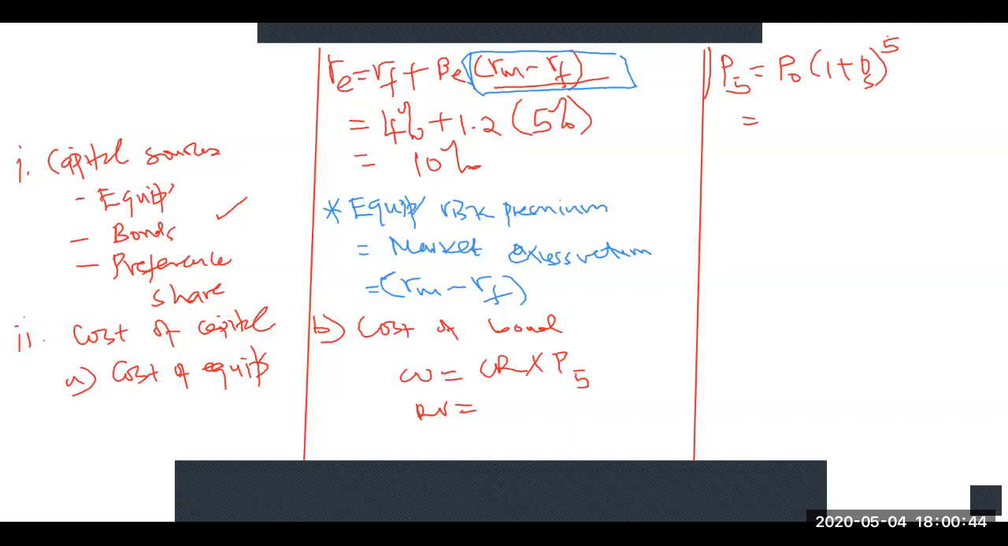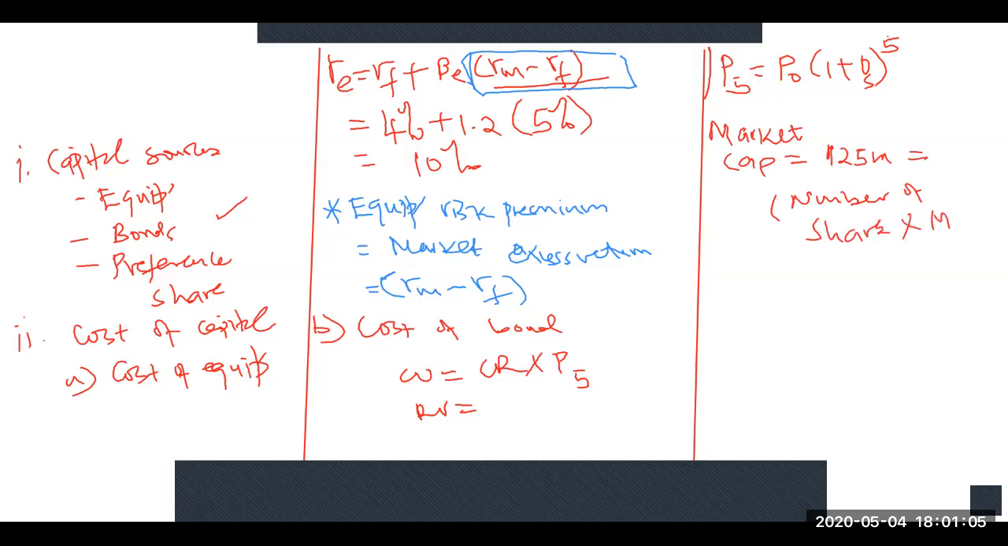We are told that currently the total market value, the market cap, of all the company's shares is 125 million, which is equal to the number of shares multiplied by the current share price, the MPS. Therefore, to get the current market price per share, it will be 125 million divided by the number of shares.